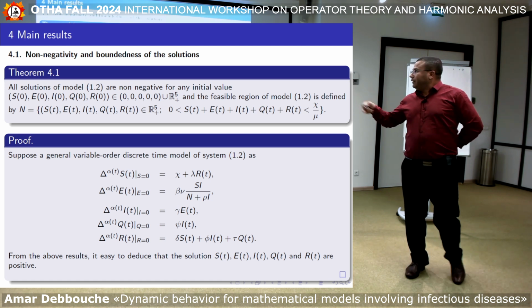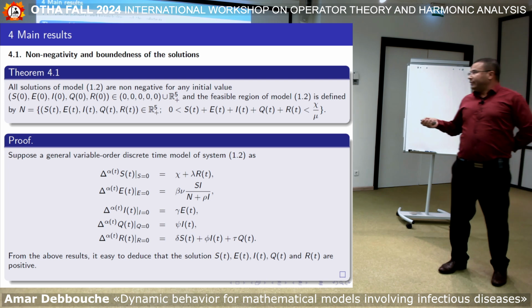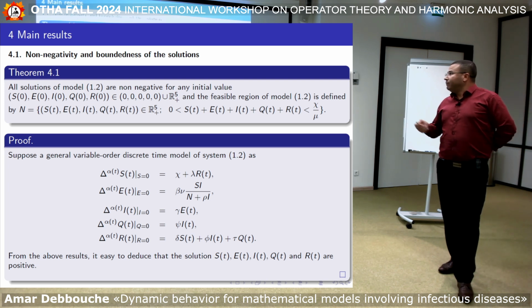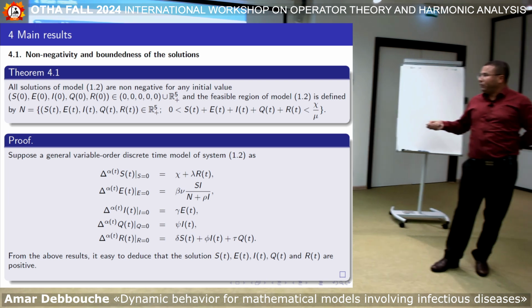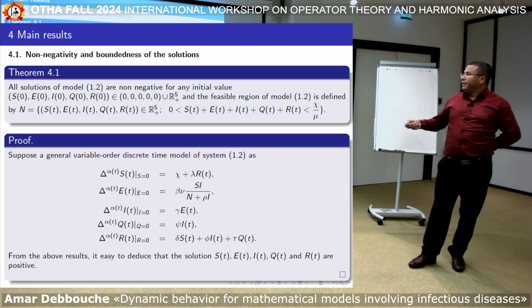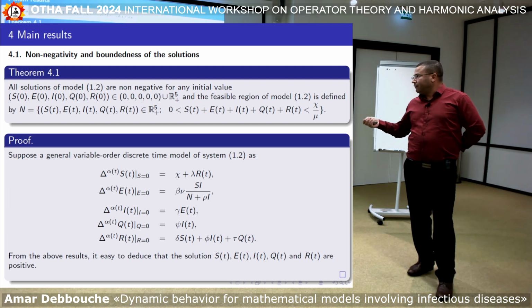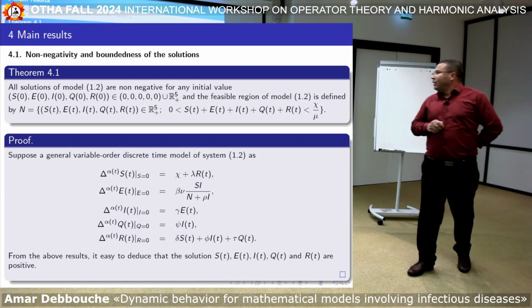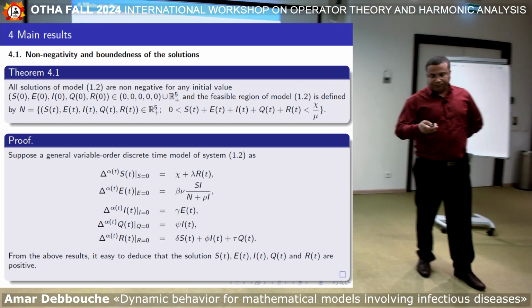So for the proof, I will try to skip quickly. Suppose our considered model has this form. So we will include the nil unknown functions for each equation to be reduced to this form. Here we set S equal 0, and here E equals 0, and so on. So after simple calculation, we will get that our solution is positive.